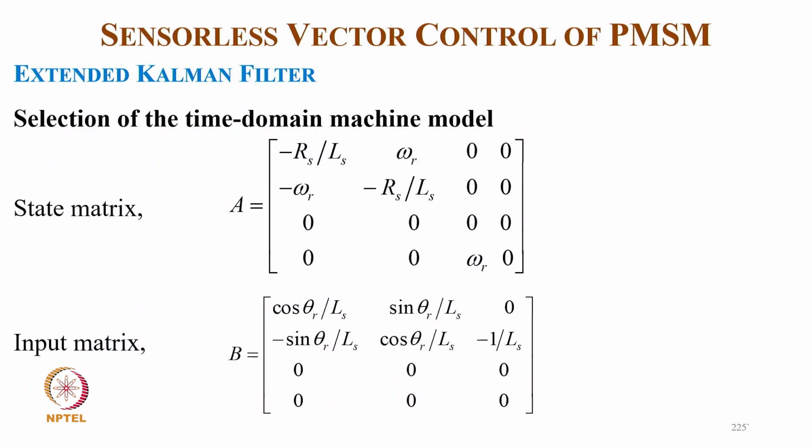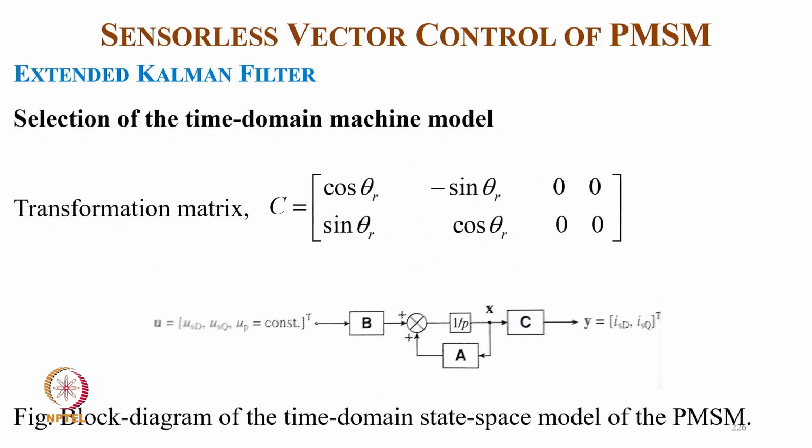Now typically the state matrix A equals minus RS upon LS, omega r, 0, 0; minus omega r, minus RS upon LS, 0, 0; and 0, 0, 0; and 0, 0, omega r, 0. The input matrix B is cos theta r upon LR, sin theta upon LS, 0, minus tan theta r LS, cos theta LS, minus 1 upon J, 0, 0, 0. And the transformation matrix C equals cos theta r, minus sin theta r, 0, 0 and sin theta r, cos theta r, 0, 0.